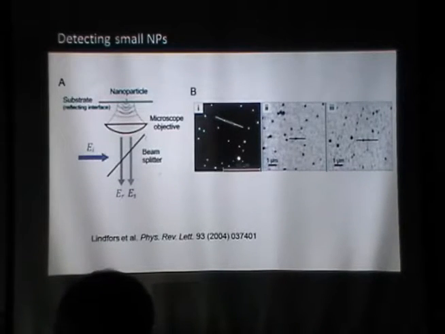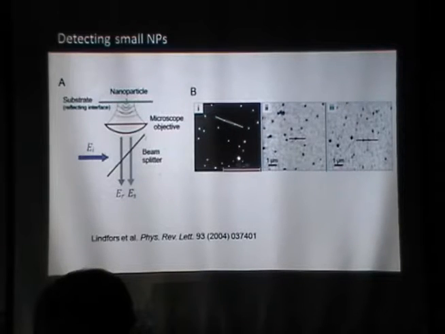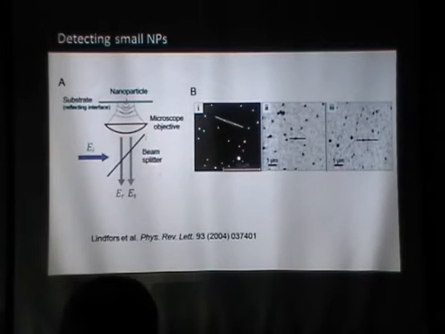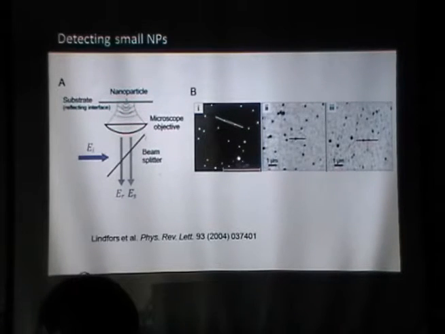If we aim to detect smaller nanoparticles, we can use, for example, this interferometric technique, which is based on the interference between the field scattered by the nanoparticle and a reflected field. And then we see that depending on the size of the nanoparticle, we get a positive signal or a negative one, and this is due to an interference term between these two fields.